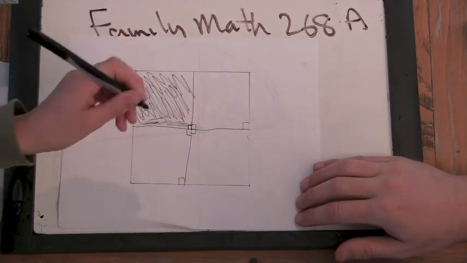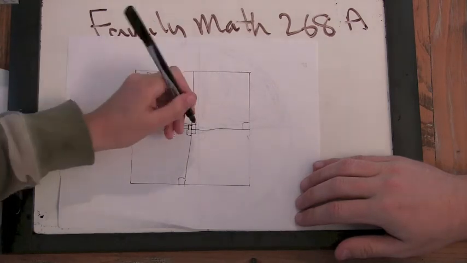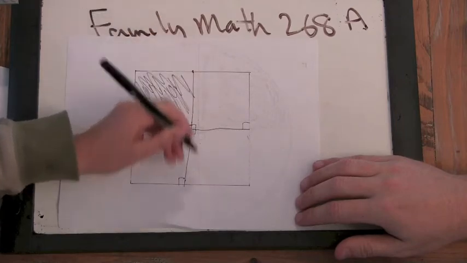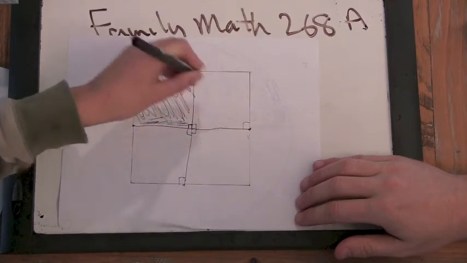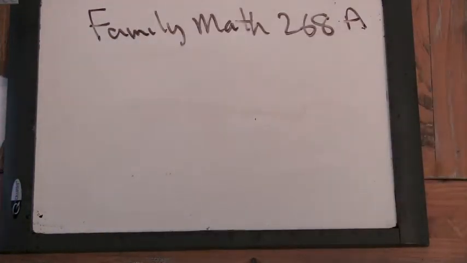And these sections are all congruent because I drew this line from the midpoints of the sides to the other midpoints. Very interesting. Can you bring over the next shape?